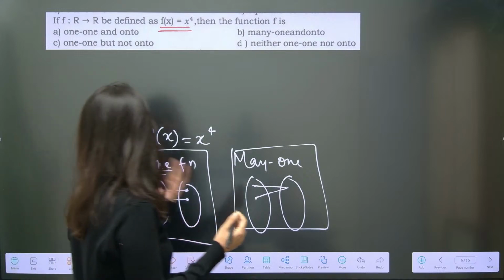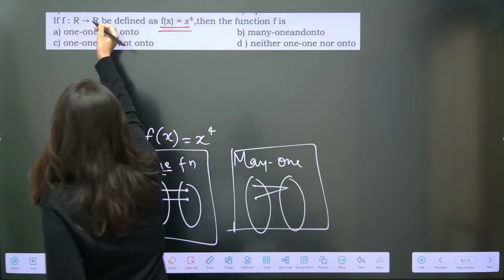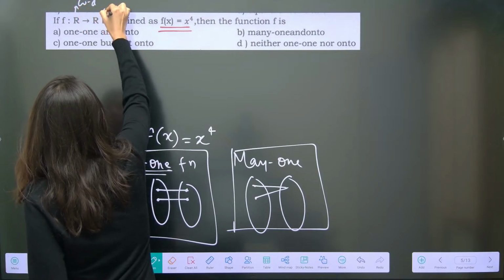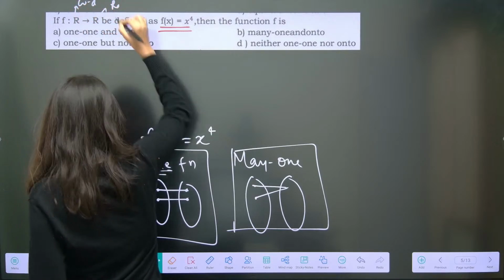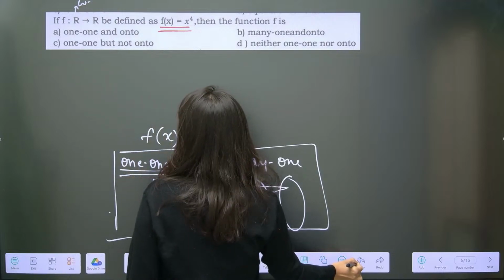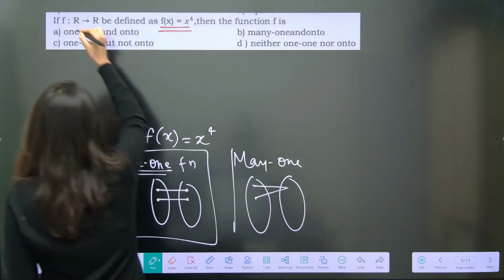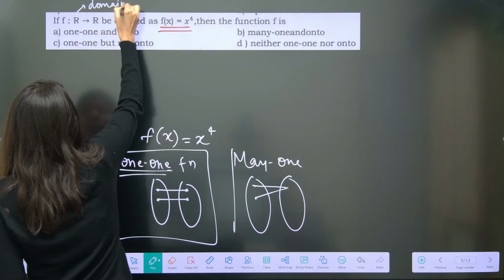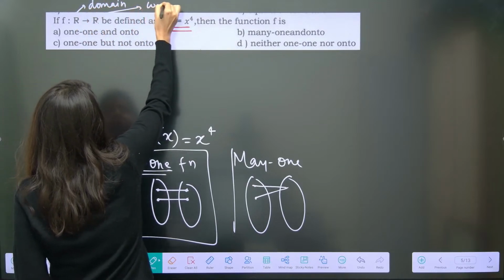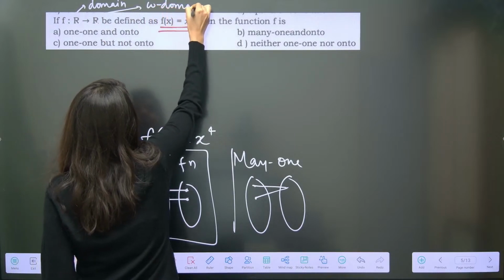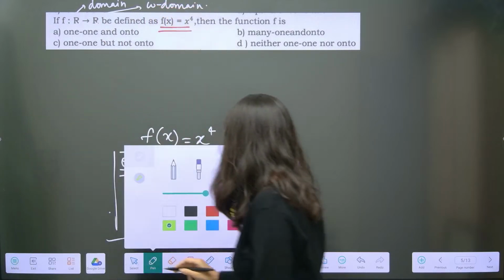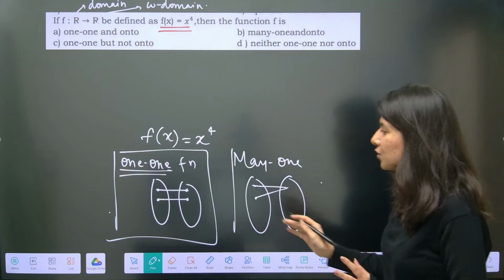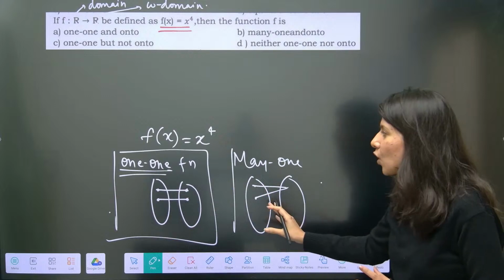In here it is very obvious. See, for defining a function, this first thing is your domain and this is your codomain, right? Now understand. For one-one and many-one, we should just understand whether this is happening or that is happening.